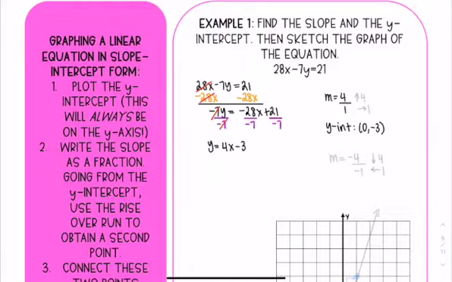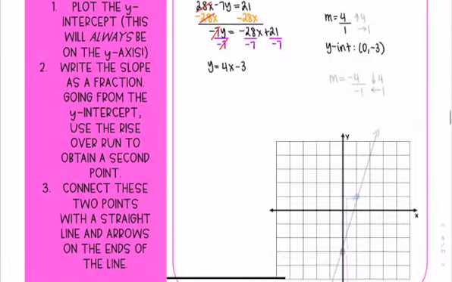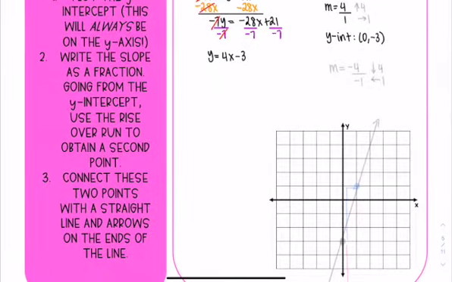And so to plot this, the first thing we do is we plot the y-intercept. So let's go ahead and plot 0, negative 3 first. And then from here, we're going to use the slope, which is 4 over 1, to plot the next point. So what this is saying is we could go up 4 units in the positive direction, and we can go right 1 unit in the positive direction.